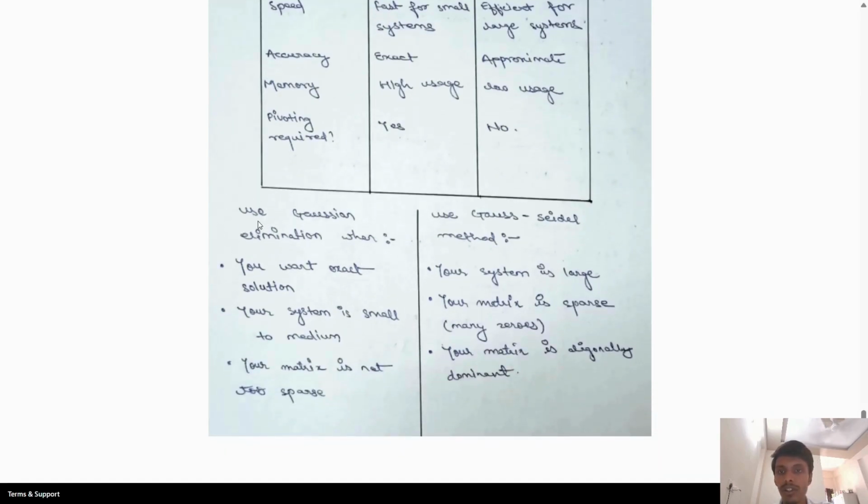You will use the elimination method when you want an exact solution, or your system is small to medium, or your matrix is not too sparse. You will use the Gauss-Seidel method when your system is large, your matrix is sparse, which means your matrix has many zeros, and your matrix is diagonally dominant.